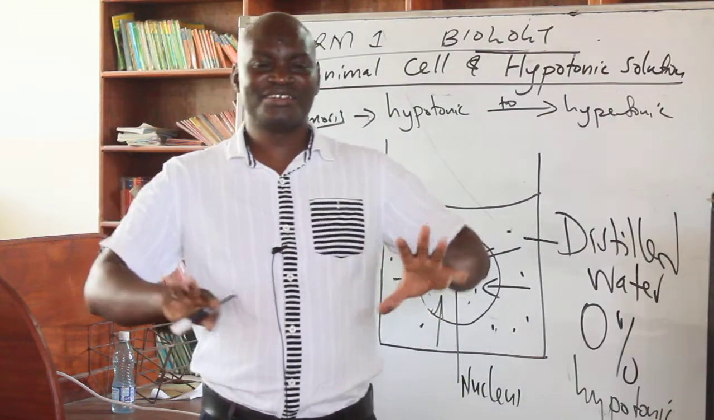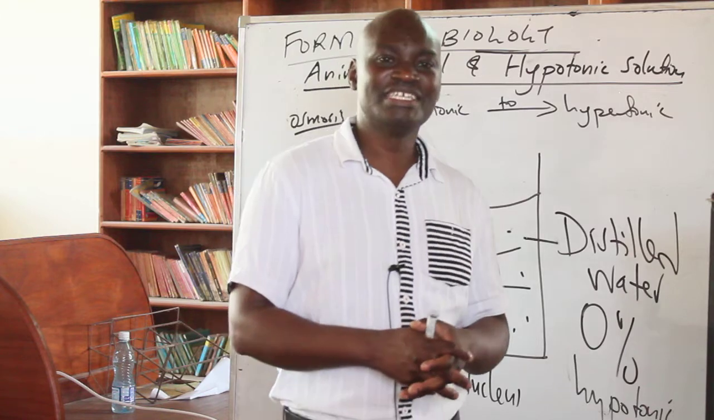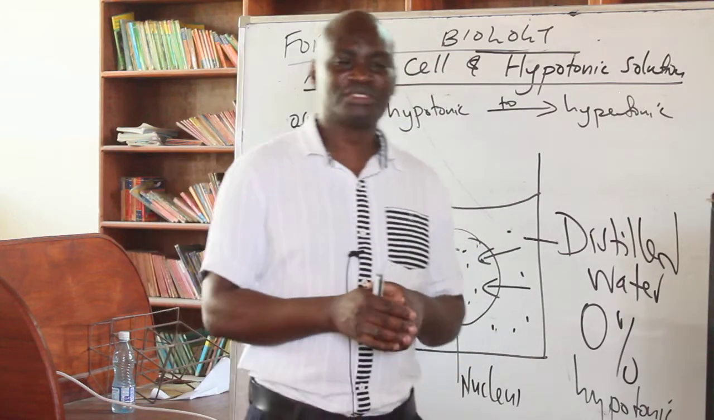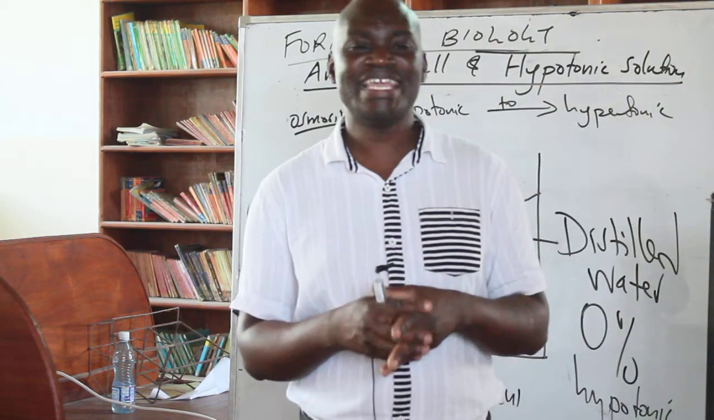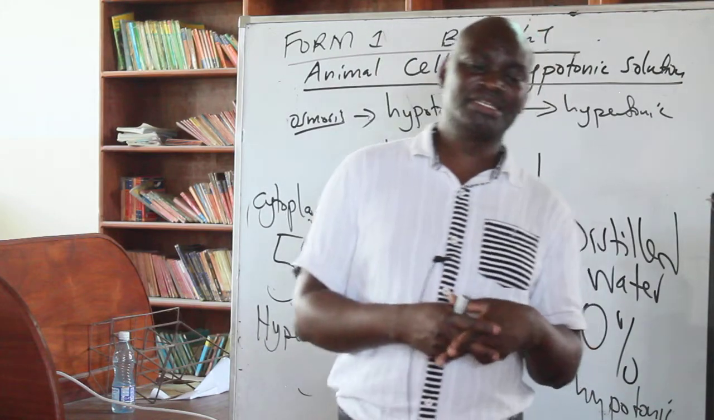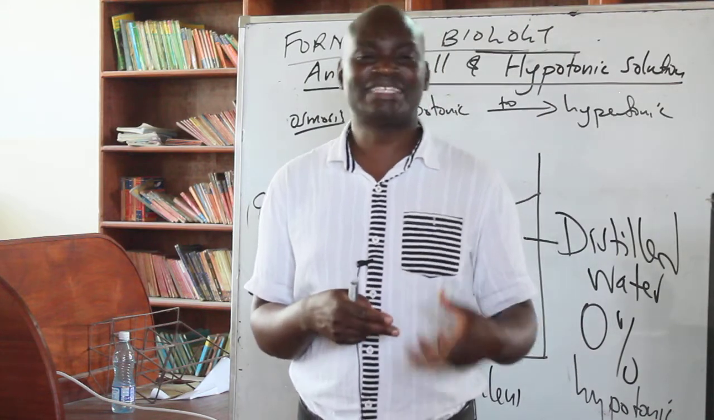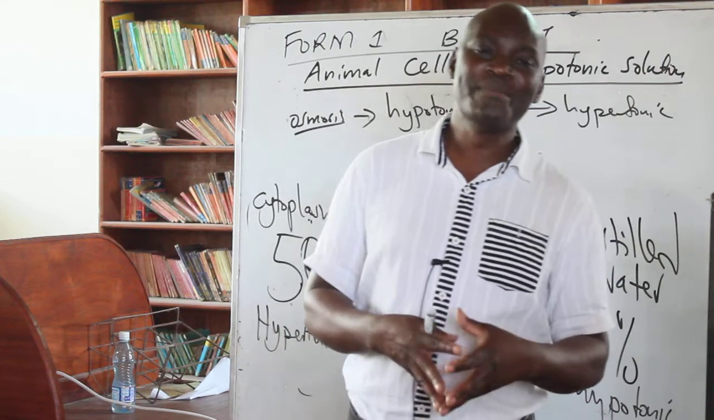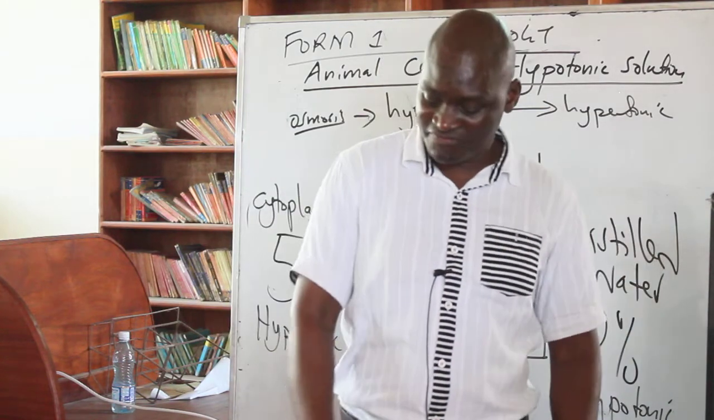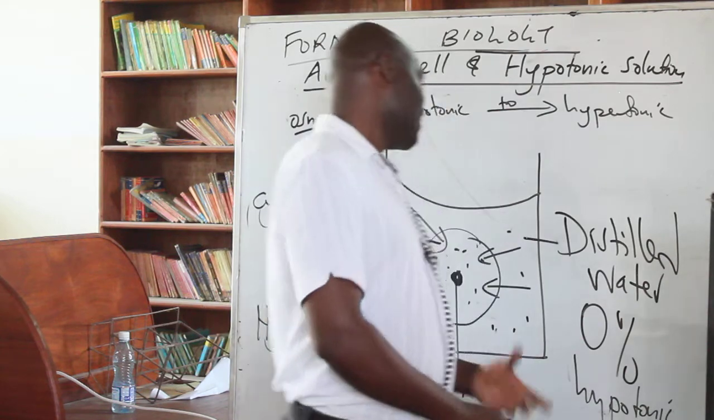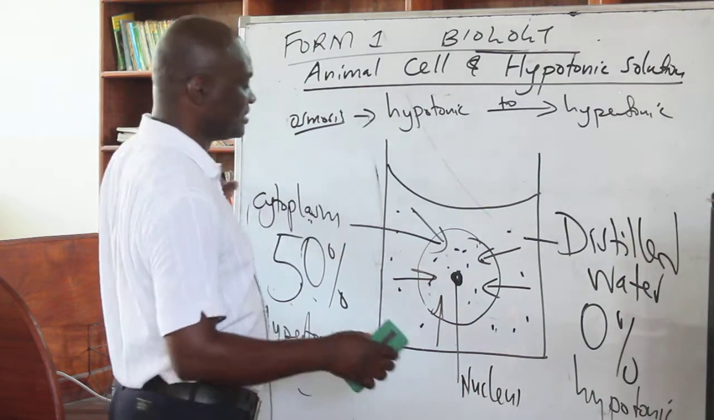So that bursting of the red blood cells, when placed in a hypotonic solution, is what we call hemolysis. Why do red blood cells burst? They burst because they do not have a cell wall. They only have the weak cell membrane. So as more water moves in, the cell membrane will bulge and finally it will burst. So that is what happens when the cell is placed in a hypotonic solution.